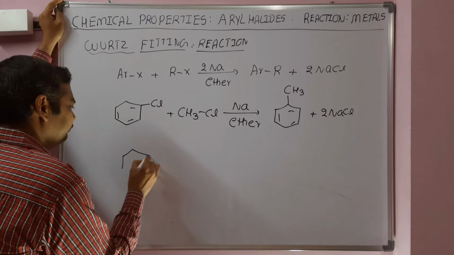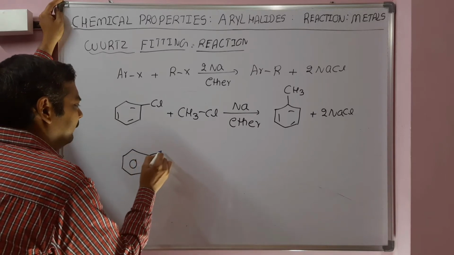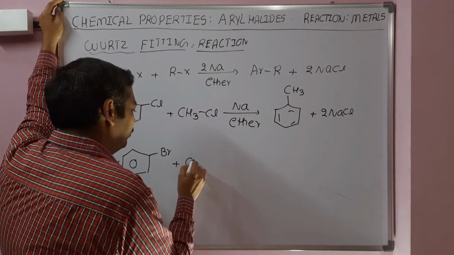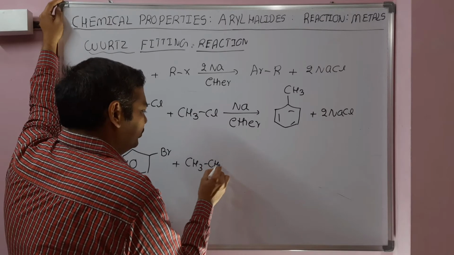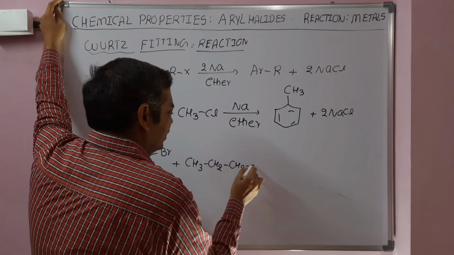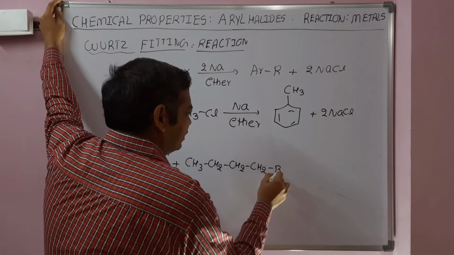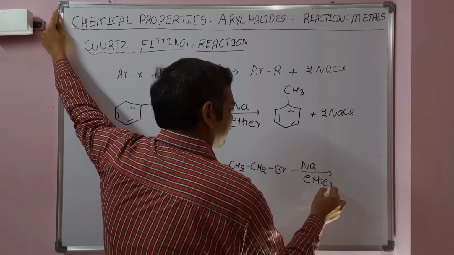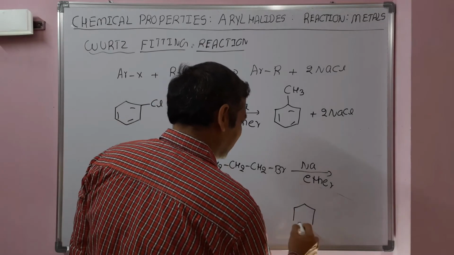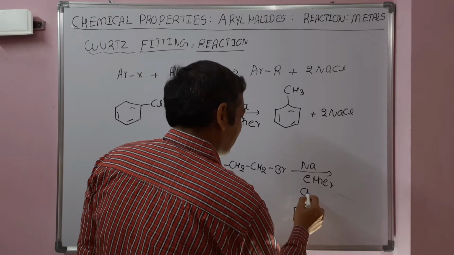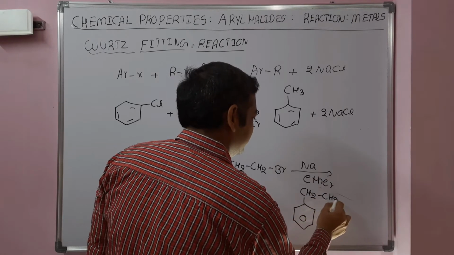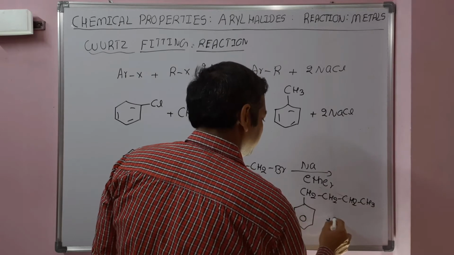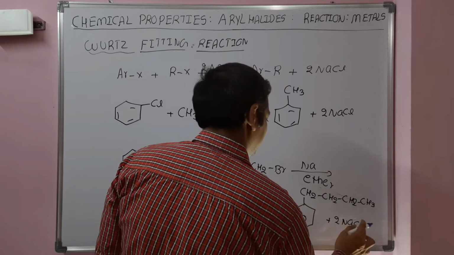Next example, when chlorobenzene or bromobenzene reacts with butyl bromide, CH3CH2CH2CH2Br, in presence of sodium ether. So we can write several examples. We will get butyl benzene, C6H5CH2CH2CH2CH3, plus 2 moles of sodium chloride. By this way we can also write sodium bromide.